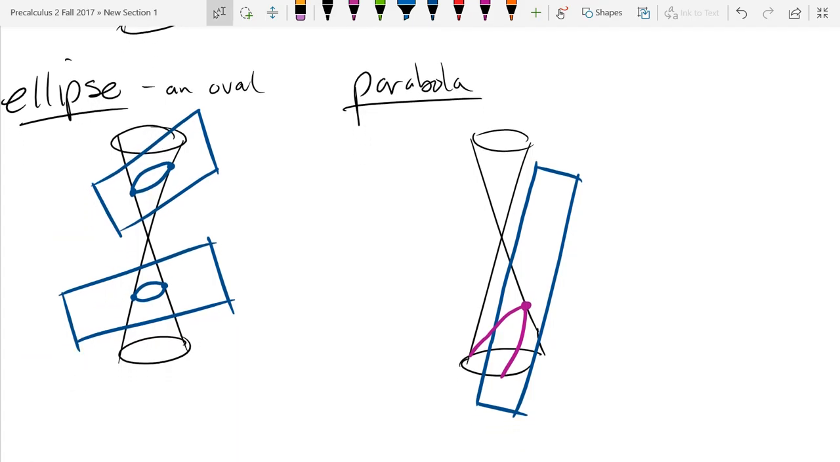So if you are trying to make an ellipse and you tilt it too far, at some point you won't connect on the other side. And exactly at that moment where it no longer connects up into an ellipse, you are going to be looking at a parabola right there.